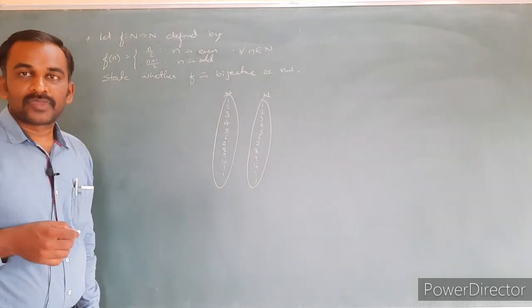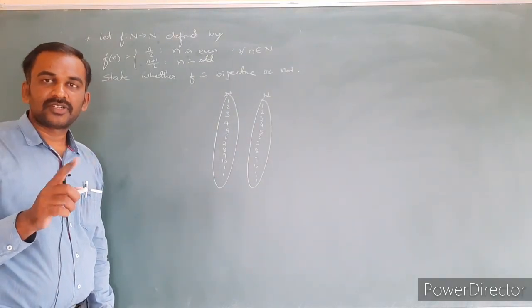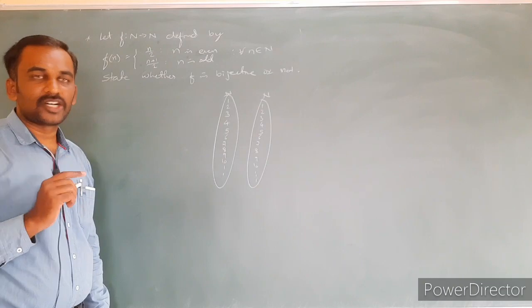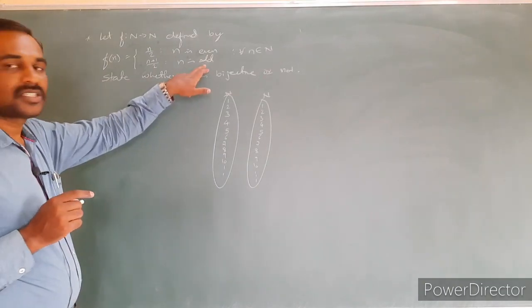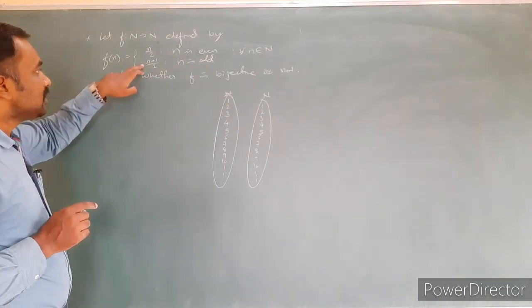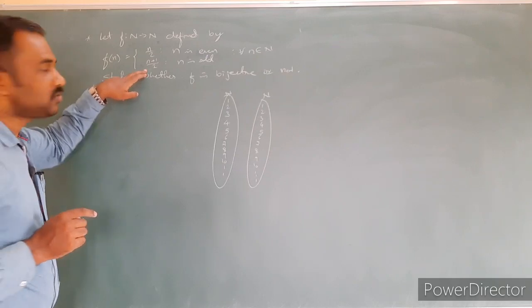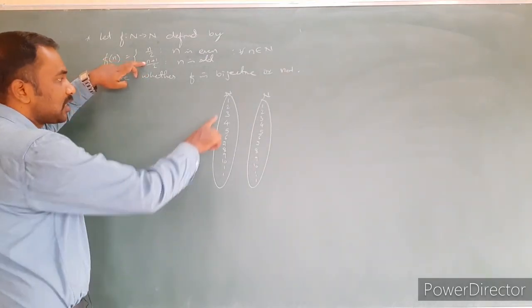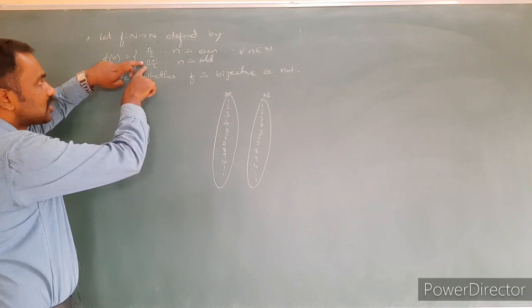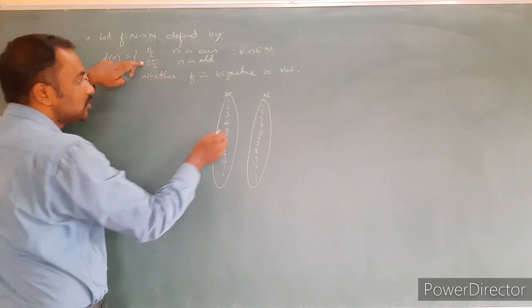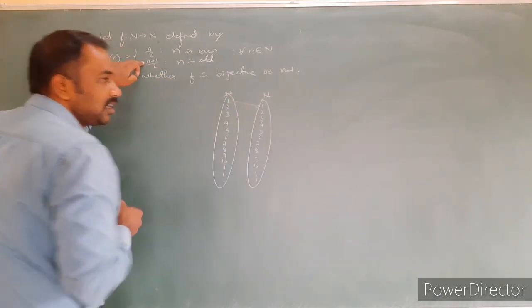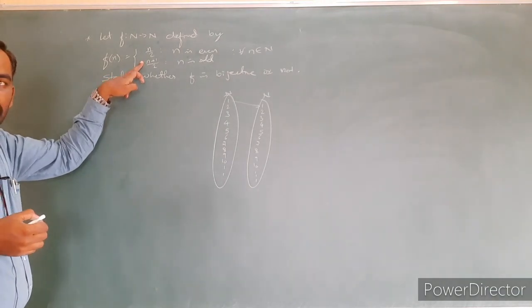If n is 1, is it an odd natural number or an even natural number? 1 is an odd natural number. For odd n, what is the function value? You have to choose (n plus 1) divided by 2. Wherever n is there, replace it with 1. n is odd, so choose this one: 1 plus 1, that is 2 by 2, which is nothing but 1. So the image of 1 is 1.